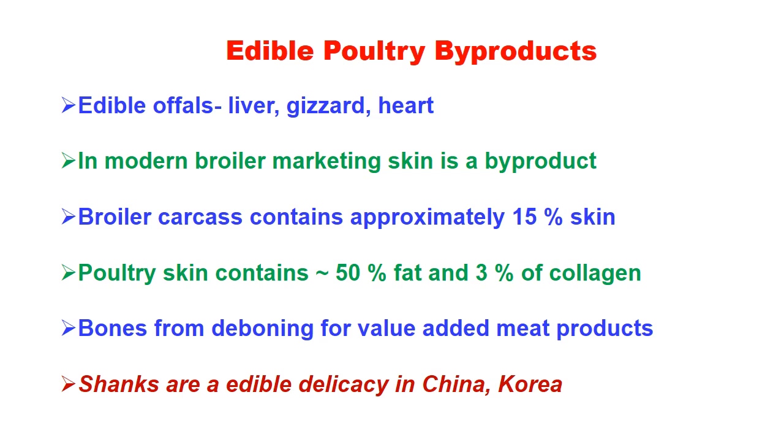Then in modern meat processing, to prepare ready to eat meat products, many times the bone is removed to get boneless meat. So in that process the chicken bones become the byproduct, but it is from the healthy dressed carcass, hygienically processed and kept, so it can be used as edible byproducts. So we will see how to use these bones. And finally the shanks or the legs of poultry, they are also a delicacy in other countries, but here we will see how to use them.